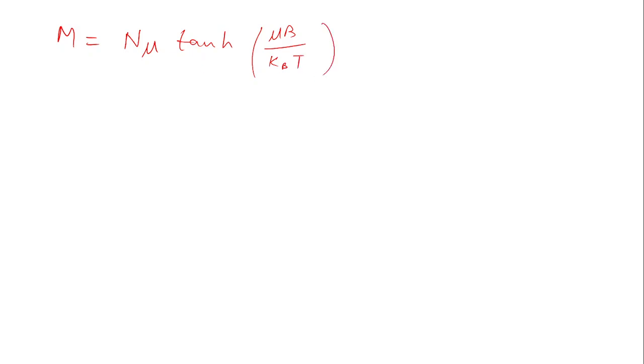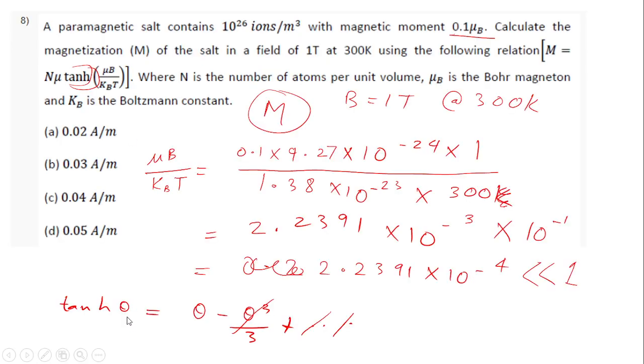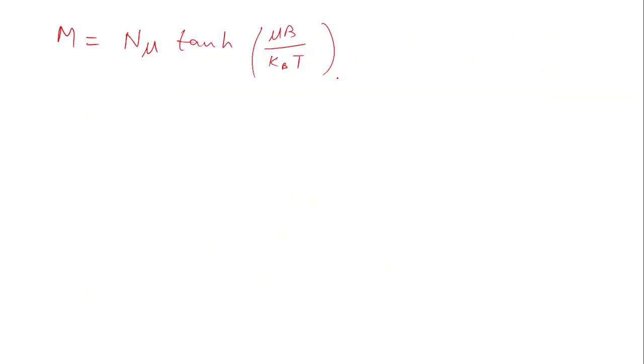And since we saw tanh of theta, when theta is very small, we can ignore these higher order terms, and this will be just theta. Okay. So here also, we can write it as n times mu B by kBT. Okay. I hope this is clear.